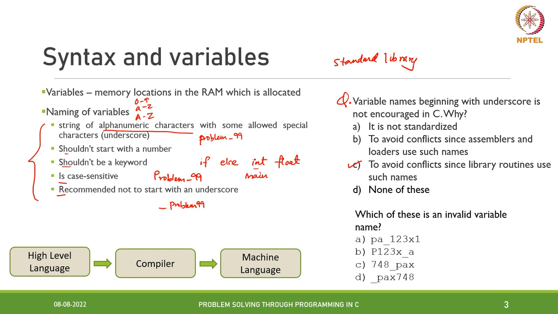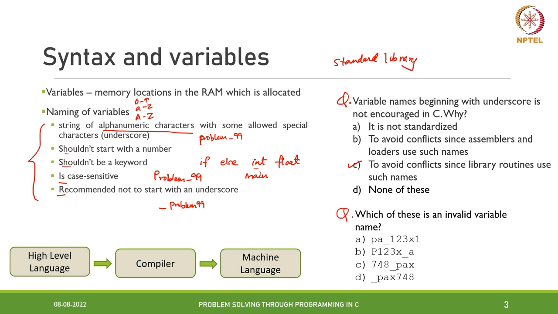Otherwise there might be conflicts because you are using a word which is already present in the standard library but for a different purpose. So there might be some conflict there. So preferably the developers have asked not to start variable names with an underscore for that purpose.